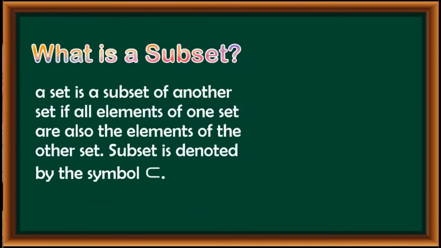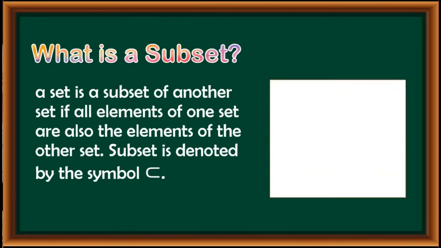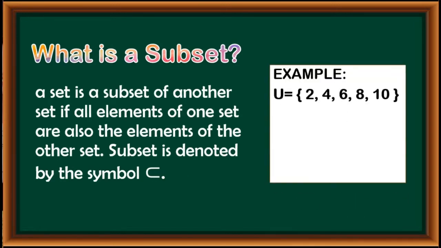Now, what is a subset? A set is a subset of another set if all elements of one set are also the elements of the other set. Subset is denoted by the symbol like this. Take note of the symbol. It looks like a letter U lying down. Okay, let's have an example.